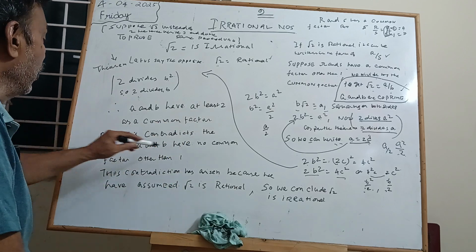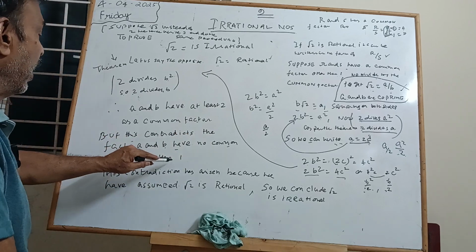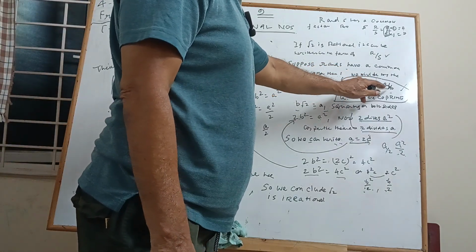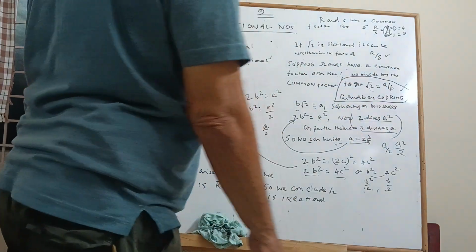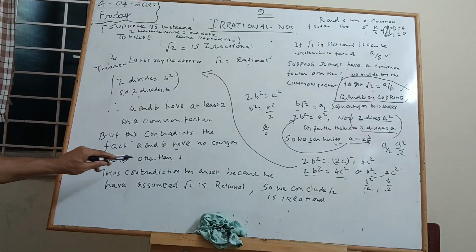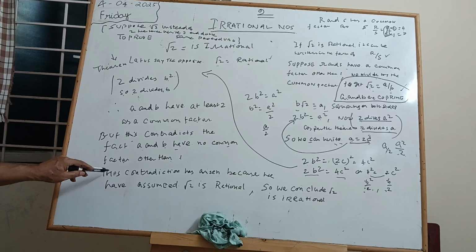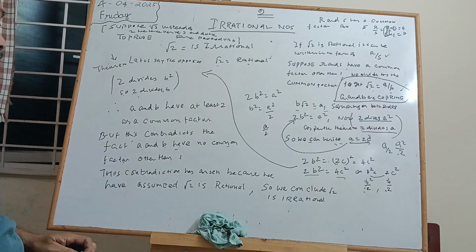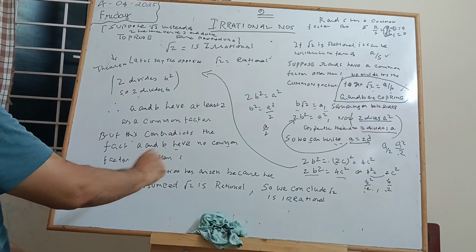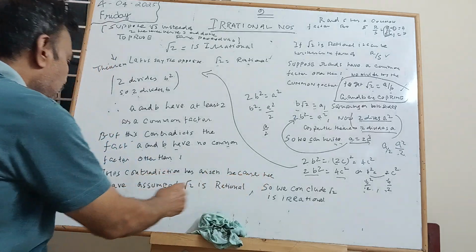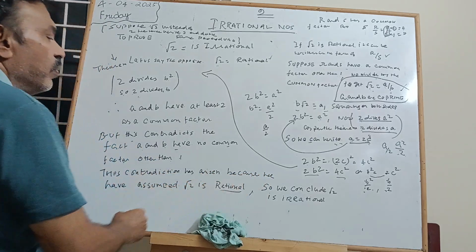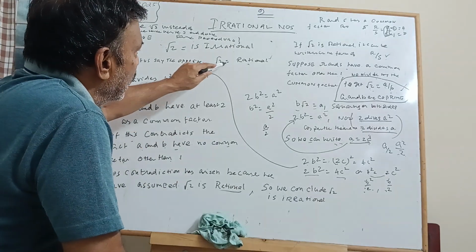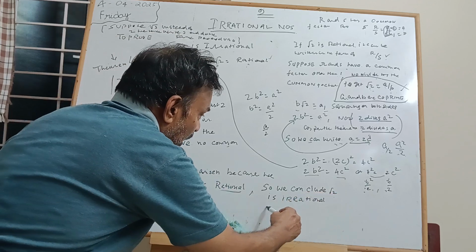But this contradicts the fact that a and b have no common factor other than 1. See, I am coming to here again. We have assumed that square root of 2 is a by b, and a by b are co-prime numbers. What it says, it has got only one common factor. It cannot have two factors. So this contradiction arises. Now we say this 2 divides a and b, so the contradiction is arising. This contradiction is arising because we have assumed square root of 2 is rational. So all these assumptions come since we have taken square root of 2 is rational. So we conclude that square root of 2 is irrational.